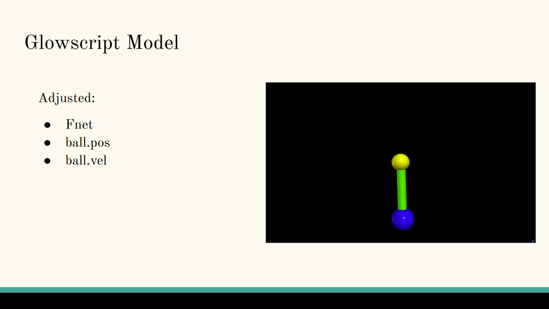Here's the GlowScript model we used with the computed velocity over time that demonstrates a linear path. Then on GlowScript I adjusted the net force, the position of the ball, and the velocity of the ball by changing the net force to 0, the position of the ball to the initial starting position, and then the velocity of the ball to the final position minus the initial position over time.